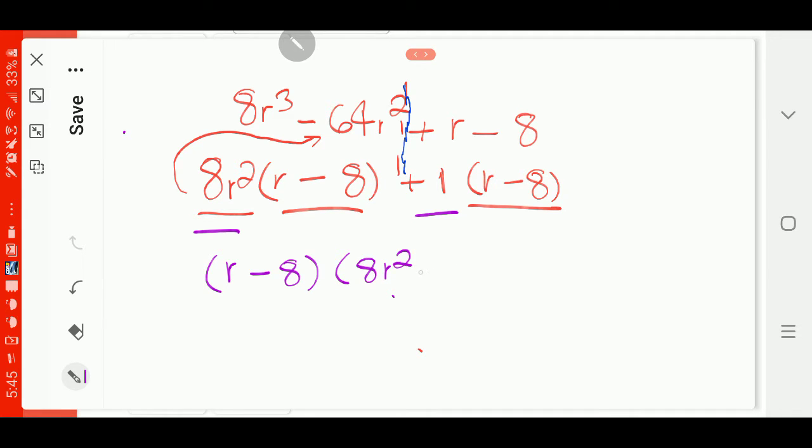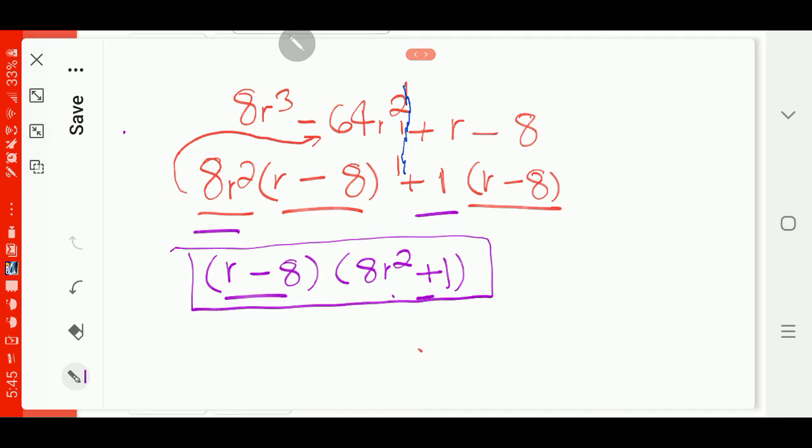8r squared plus 1. In this case, we have a plus, so we cannot factor this any further. And we also cannot factor this term further. So now we are left with our final solution, r minus 8 times 8r squared plus 1. And we don't have to make it equal to 0 because I explicitly said in the beginning of the video that we're going to be factoring this expression. Expressions are not equal to a value. Equations are equal to a term like 0 or 1 or 10.